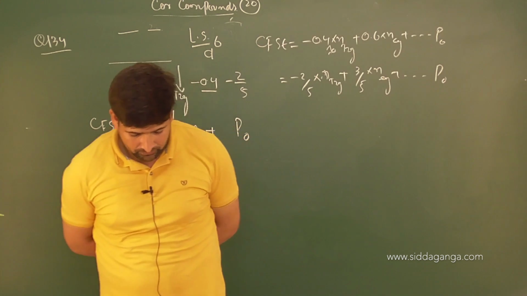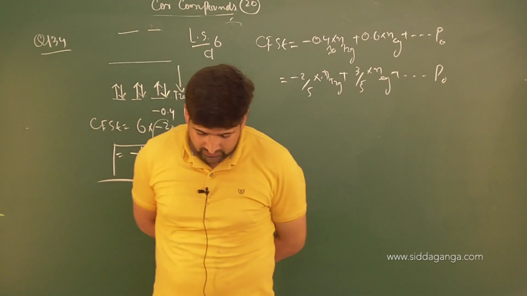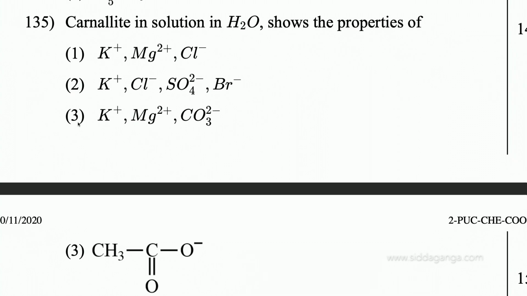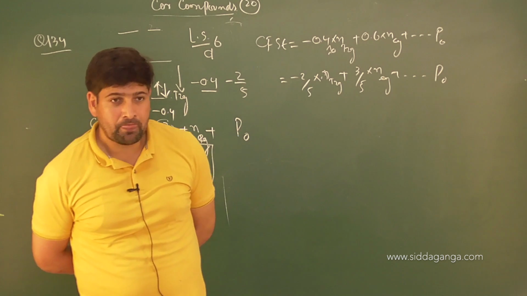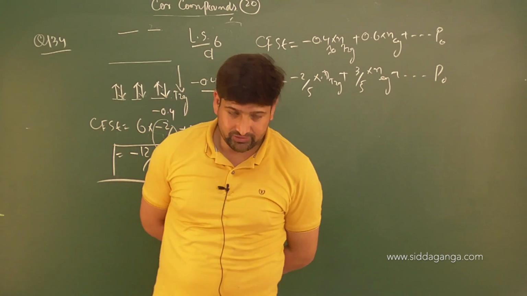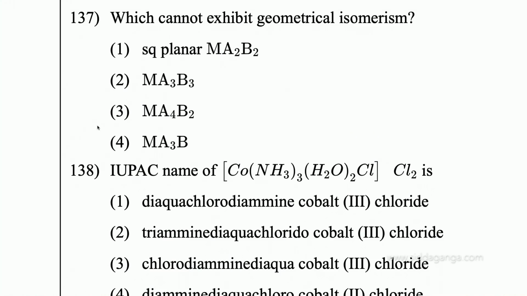Next question. Question number 135. Carnallite in solution in H2O shows the properties of, very simple, it is K plus, Mg2 plus and Cl minus. That's the formula, KCl plus MgCl2 plus 6 times water. Correct option will be option 1 only. That's a direct question only. Next one. Question number 137.